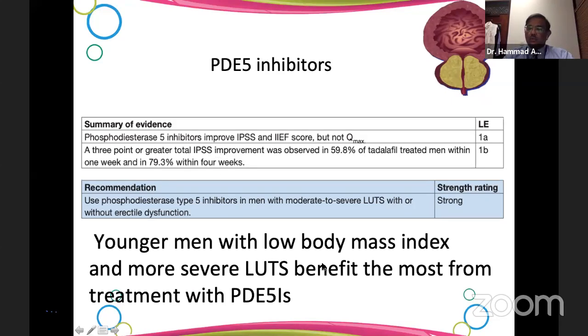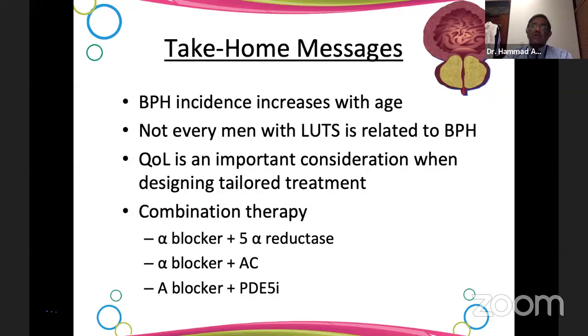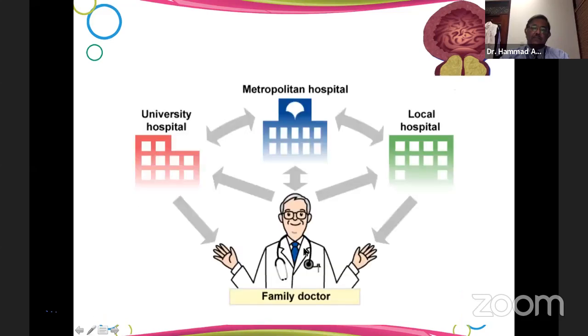So typical patients who require PDE5 inhibitors with BPH are younger men with low body mass index and more severe LUTS. They are the ones who will benefit the most from PDE5 inhibitors rather than alpha blockers or 5-alpha reductase inhibitors. So essentially, the message is that BPH incidence increases with age. Remember, not every man with lower urinary tract symptoms above 50 years of age has BPH. Quality of life and symptom improvement is the most important goal, and combination treatment has some benefits over single treatment.